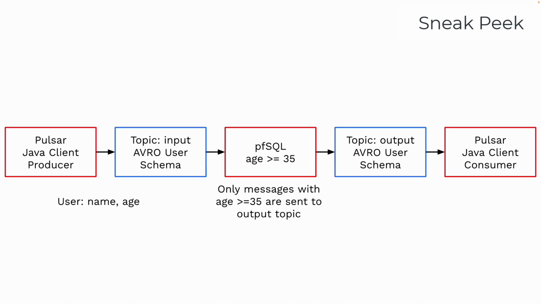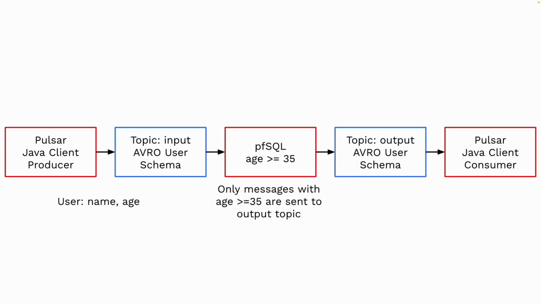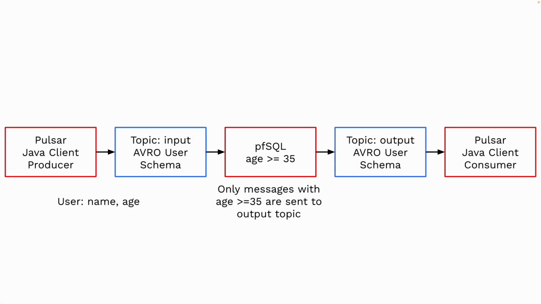pfSQL allows us to filter messages based on the values of fields inside of our messages. We'll first create a Pulsar Java Client producer producing an AVRO user message which has two fields, name and age. We'll then create a pfSQL query that filters messages based on the value of the age field.